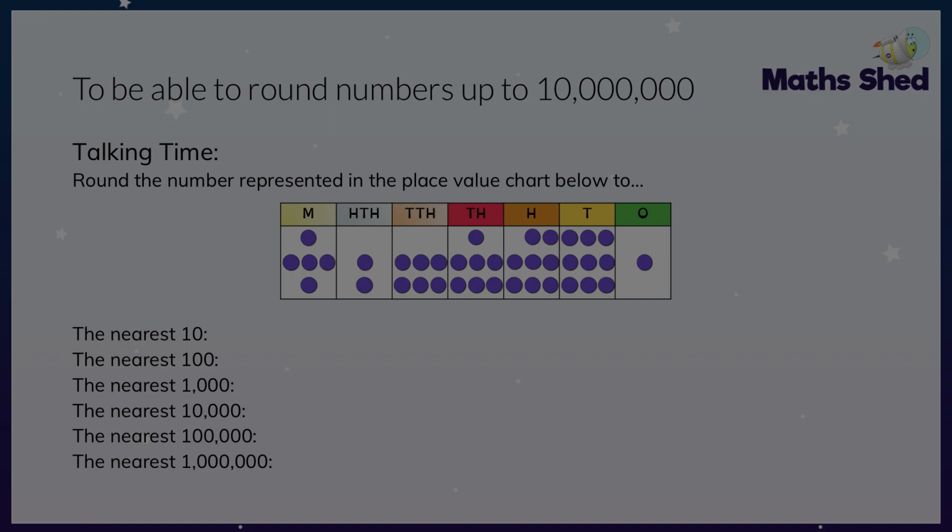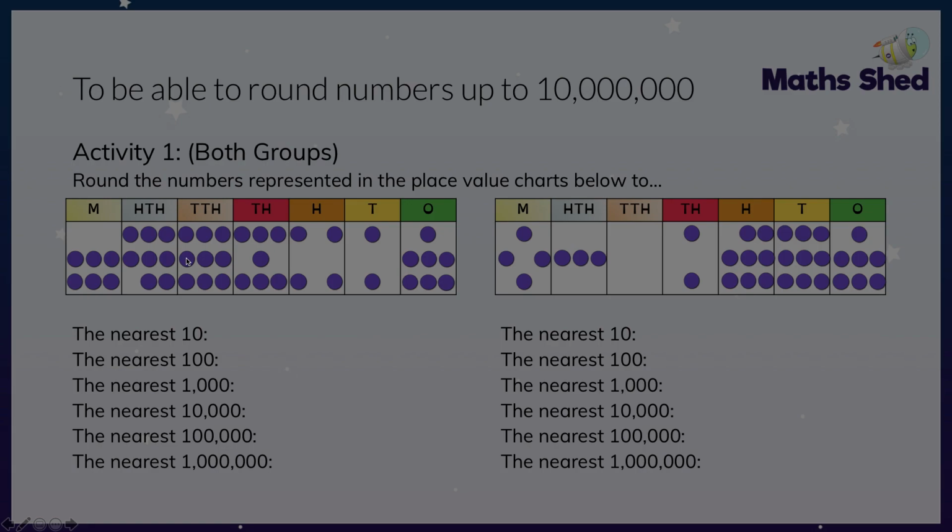This time I want you to have a go at doing this one on your own, please. So pause the video now, have a go at answering these. Okay, so the number you should have had was 3,267,891. So the nearest 10, that would be here. Nearest 100, nearest 1,000, 10,000, 100,000, and million.